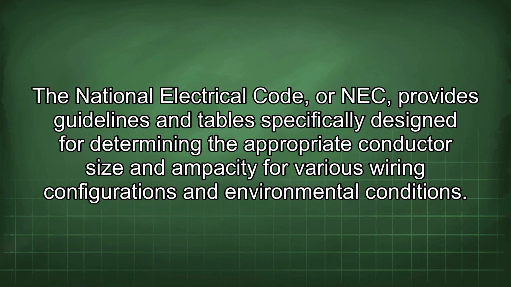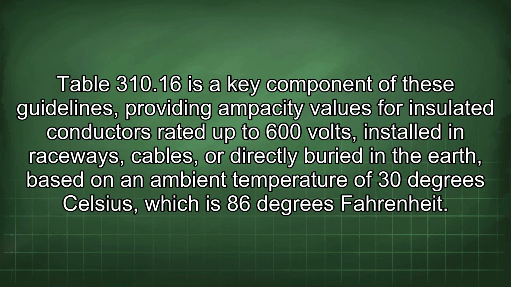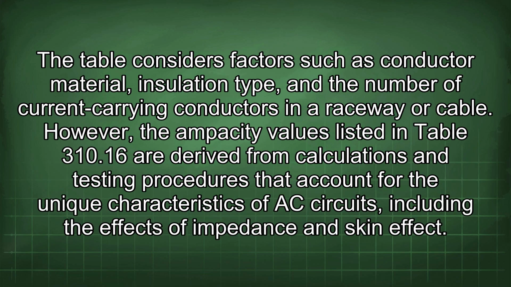apply. The National Electrical Code, or NEC, provides guidelines and tables specifically designed for determining the appropriate conductor size and ampacity for various wiring configurations and environmental conditions. Table 310.16 is a key component of these guidelines, providing ampacity values for insulated conductors rated up to 600 volts, installed in raceways, cables, or directly buried in the earth, based on an ambient temperature of 30 degrees Celsius, which is 86 degrees Fahrenheit. The table considers factors such as conductor material, insulation type, and the number of current-carrying conductors in a raceway or cable.